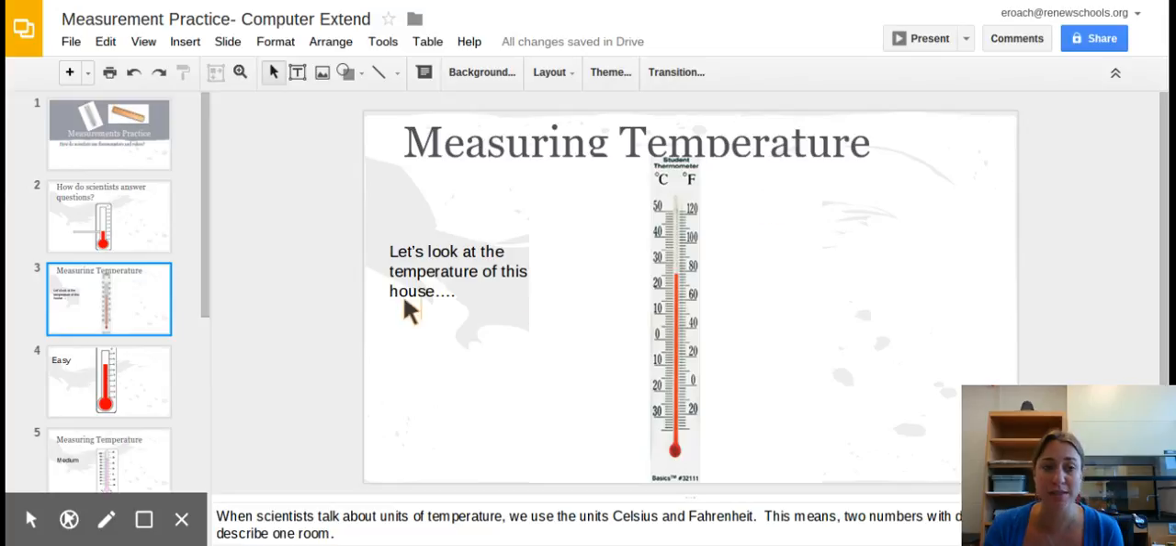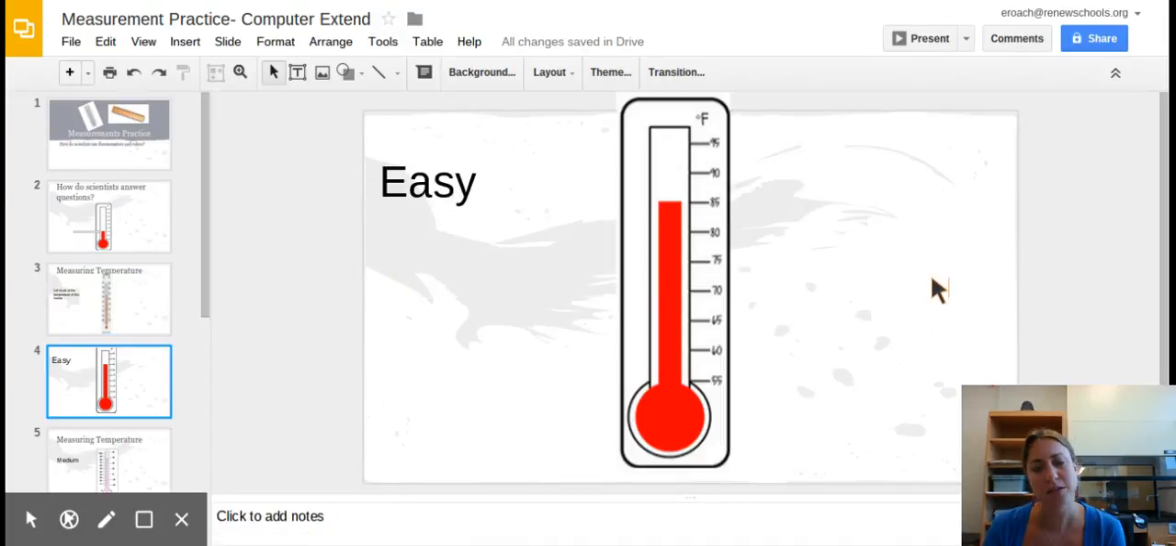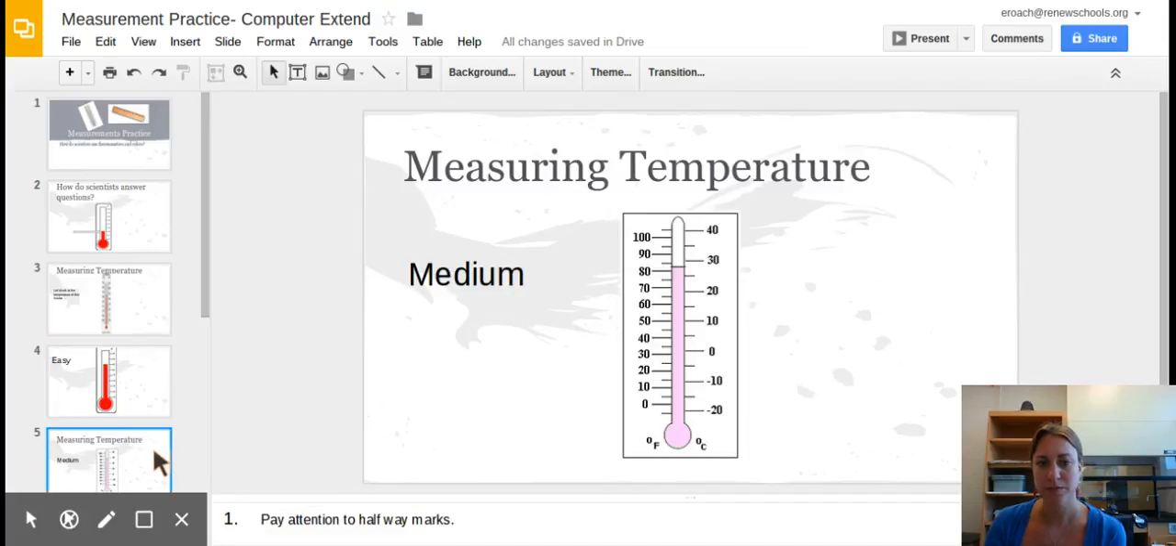Now you're going to practice reading some thermometers. Let's start off with an easy one. What temperature is shown on this thermometer? All right, let's take a look at the next one. This is a medium question. Don't forget to pay attention to the halfway marks between numbers. You are going to read this temperature in Fahrenheit on the thermometer. What temperature is shown on this thermometer?